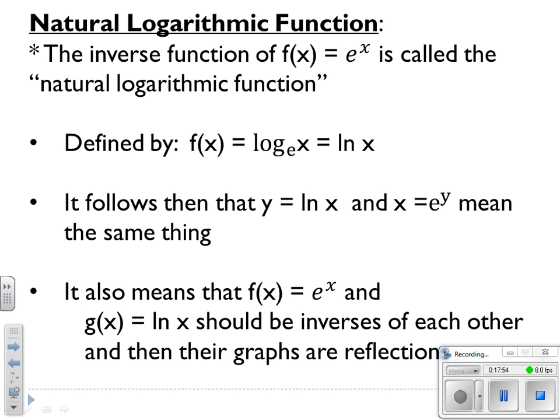So f of x is equal to log base e of x, which is the same thing as ln of x. Okay, so when a is equal to e, we just transform it into the natural log. It follows then that y is equal to ln of x, and x equals e to the y mean the same thing. Okay, so that's the same transformation that we had with our regular log function. It's maybe easier to see, and we talked about this. If you show yourself that base of e, it helps me anyway.